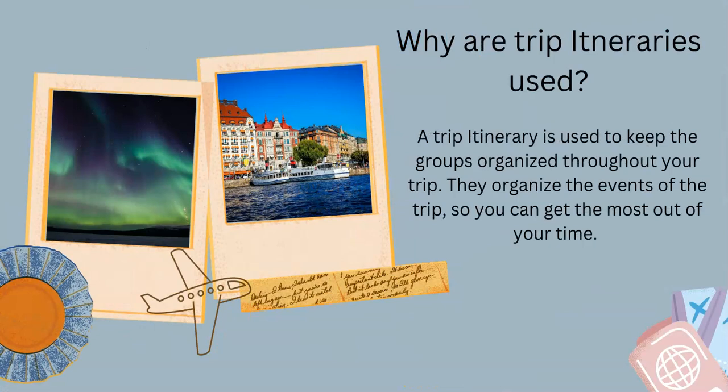Why are they using trip itineraries? Why are they being used? A trip itinerary is used to keep the group organized throughout your trip. They organize the events of the trip so you can get the most out of your time there. And here are a few pictures of some nice things in Sweden.